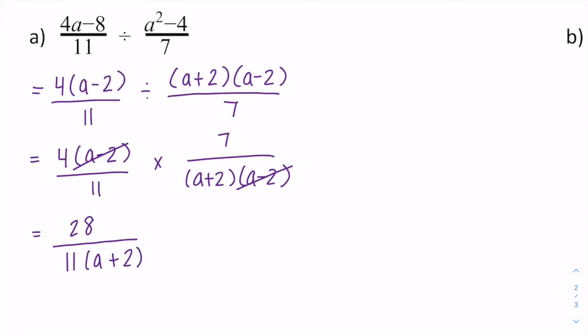And that's it. Let's finish by stating our restrictions. So if I look, I have these two here, which will give me my restrictions. So a cannot equal negative 2 or positive 2. And that is our final answer.